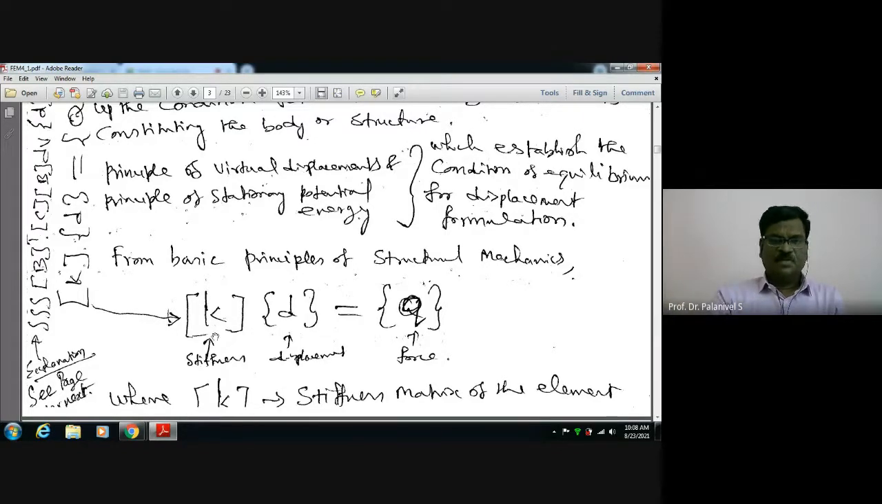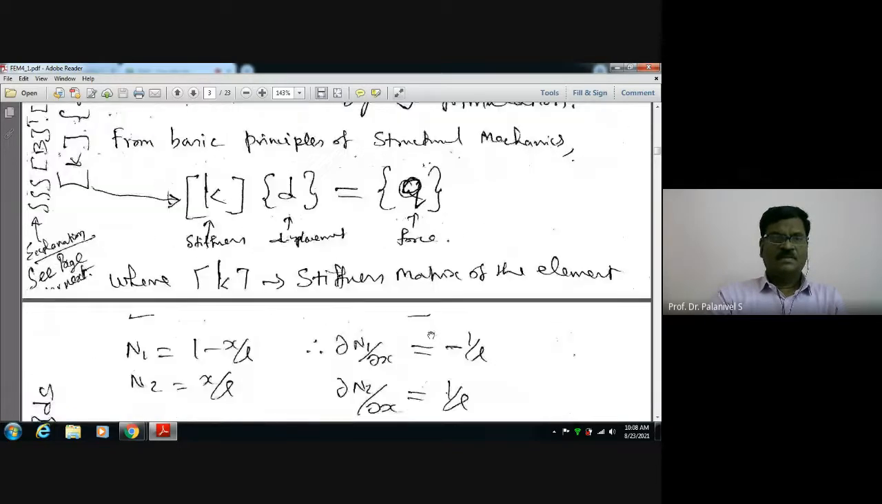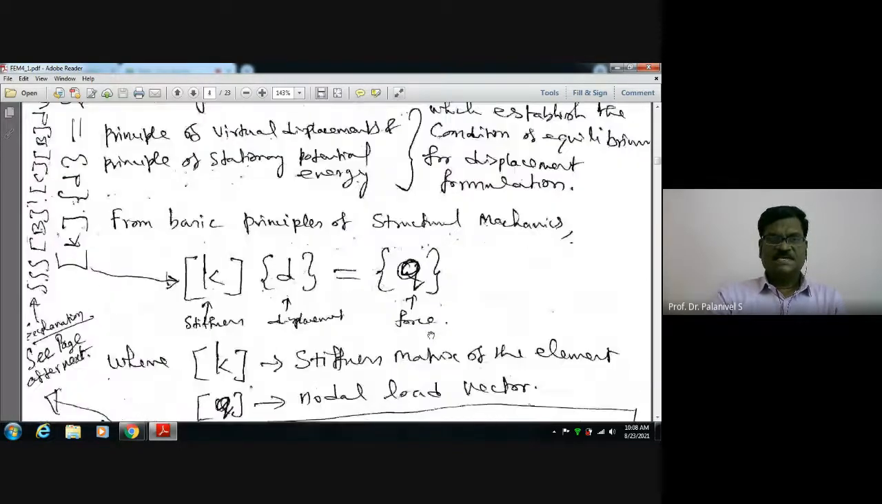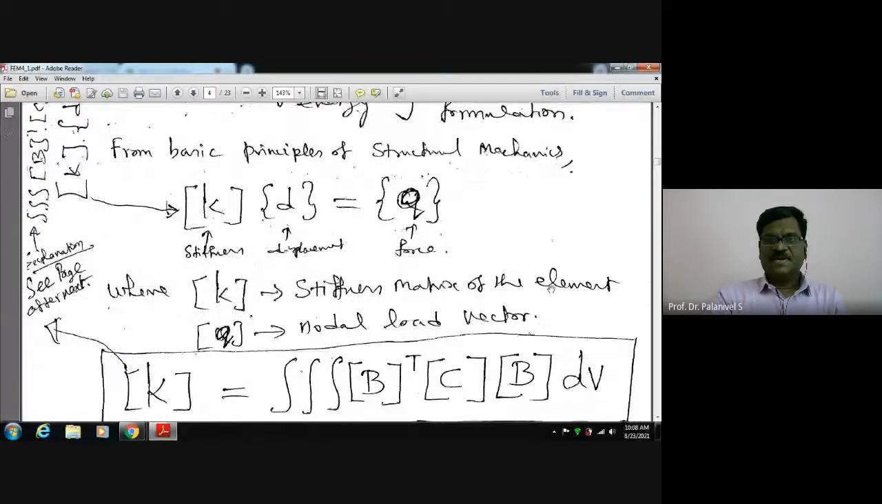So the element stiffness matrix small k into the nodal displacement vector d is equal to the force vector, that is, the forces acting at the nodes. This is the nodal displacement vector. K is the stiffness matrix for the element, and q is the nodal force vector.